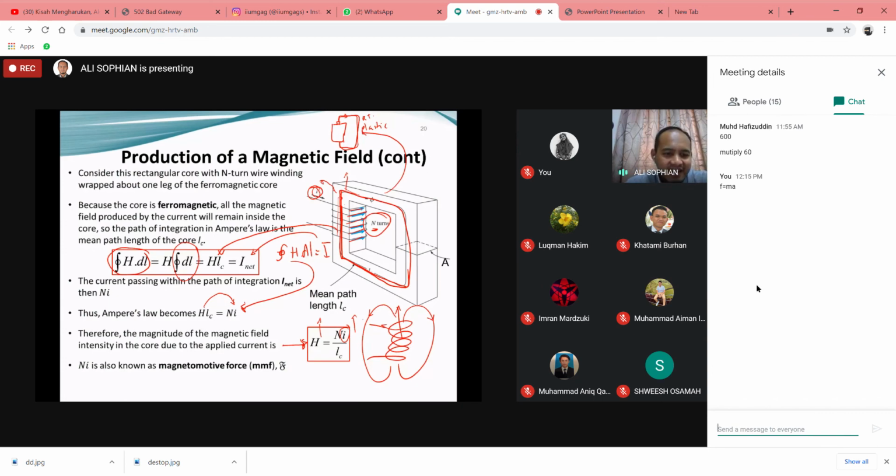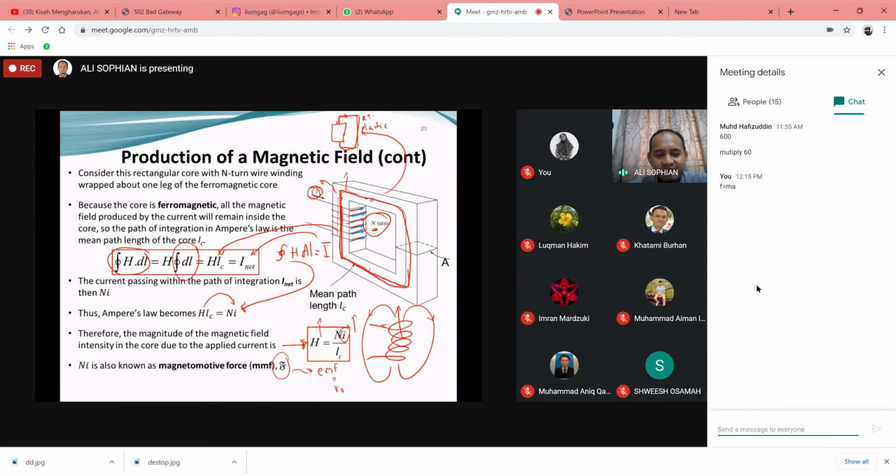Okay, Ni is also known as magnetomotive force, MMF. And the symbol is like a Greek letter F. I'm not sure, I just call it curly F. Right, so the name itself should remind us of EMF, which is equal to voltage.